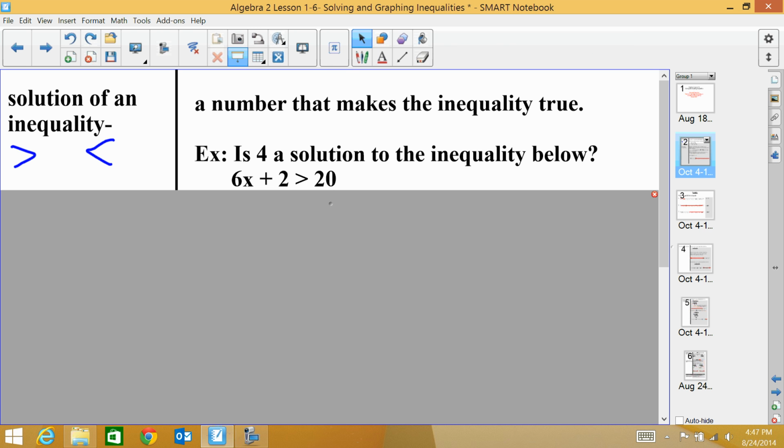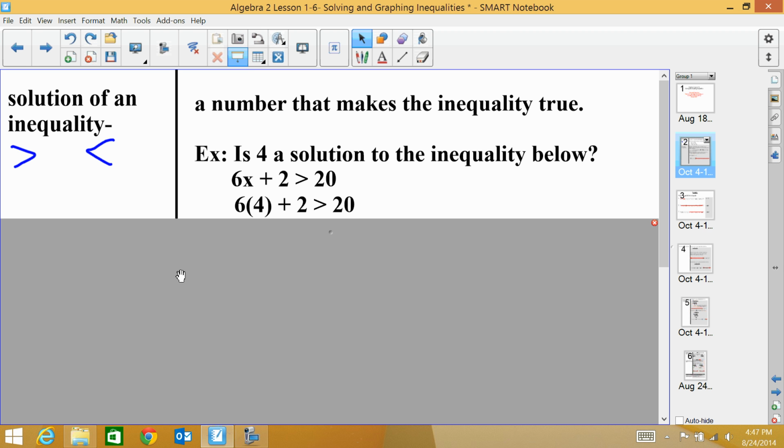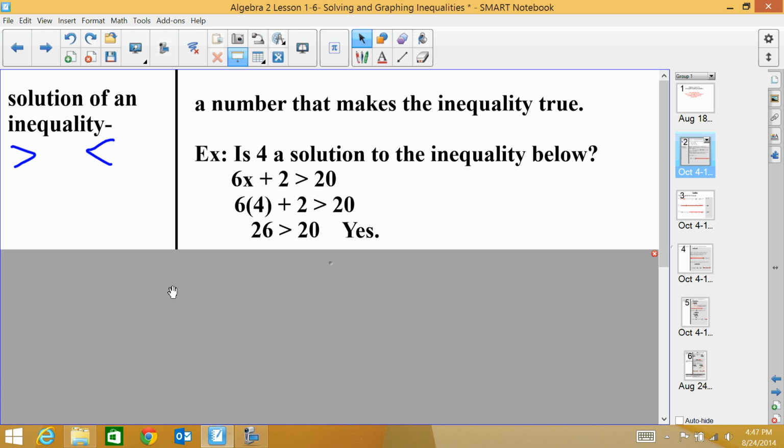So first, to figure out if 4 is a solution, we have to plug in 4 for x to see if it works. So if we plug in 4 for x, we have 6 times 4 plus 2 is greater than 20. If we work that out, 6 times 4 is 24, plus 2 would be 26, is greater than 20. And that is true. So 4 would be a solution to that inequality.